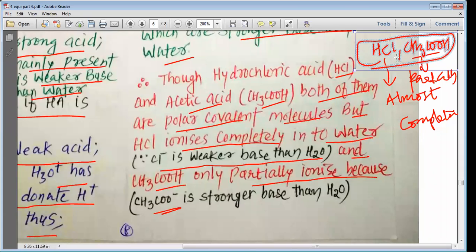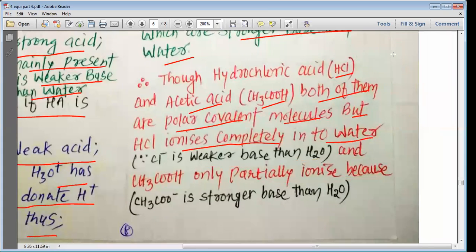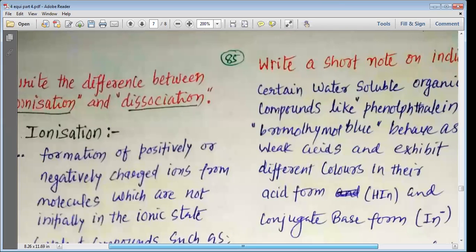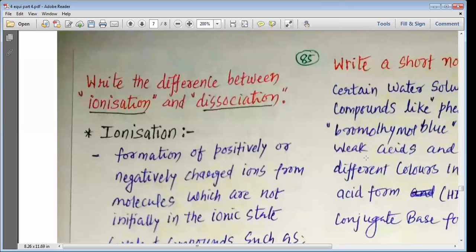The Cl minus ion is a weak base, and that weak base cannot accept the proton from H3O plus easily, and that is why the equilibrium mainly shifts towards the right hand side, that is the product side, and that is why HCl is a strong acid and it dissociates almost completely in water. But CH3COOH is a weak acid, and that is why it dissociates partially in water. So this is how we can understand that weak acids are the substances that dissociate partially in water, and strong acids are the substances which dissociate completely in water.